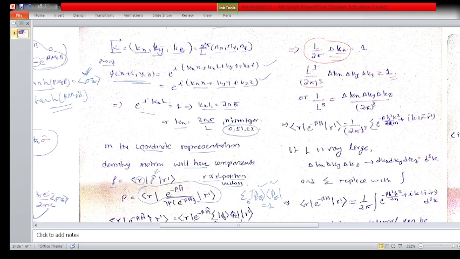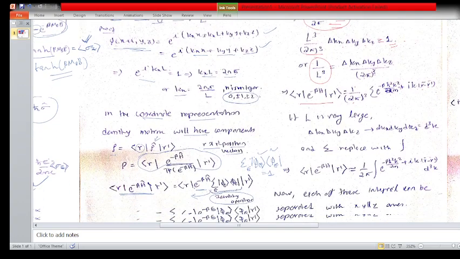And if you take 1 by L cube, that is equal to delta kx delta ky delta kz divided by 2 pi all cube. Substituting this 1 by L cube, you will get the average value of e raised to minus beta h, r and r dash, that is given by 1 by 2 pi all cube sigma e raised to minus beta h cross square k square by 2m plus i k dot r minus r dash.